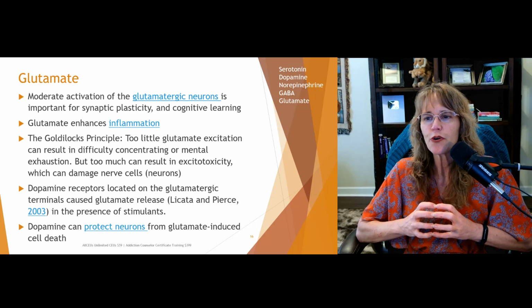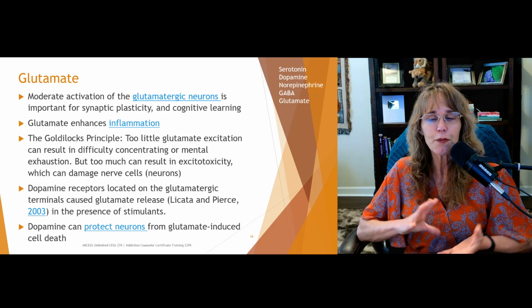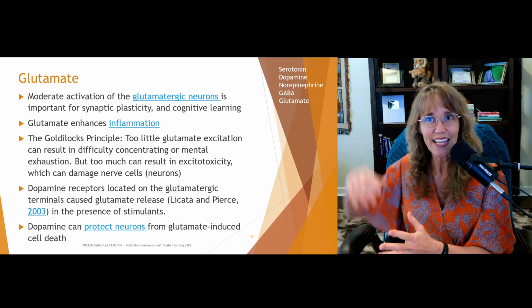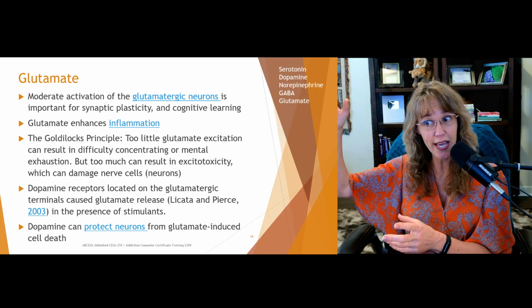Dopamine receptors located on the glutamatergic terminals cause glutamate release in the presence of stimulants. When people use stimulants, it increases dopamine, which is our motivation chemical that says, "Ooh, I want more of that. Let's do it again."